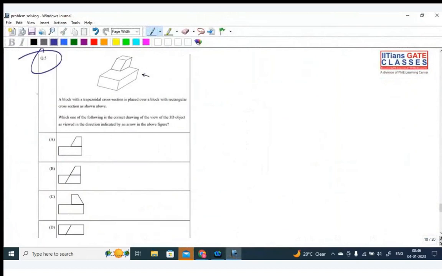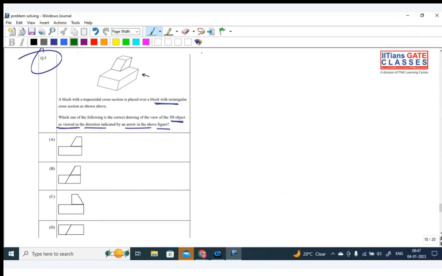Yes, this question. A block with trapezoidal cross section is placed over a block with rectangular cross section as shown above. Which of the following is correct drawing of the view of the 3D object as viewed in the direction indicated by an arrow? Okay, so this is a very good question. I think mechanical or civil engineering people can do it quickly because they do machine drawing and all, right? Which of the following is the correct drawing of the view of the 3D object?